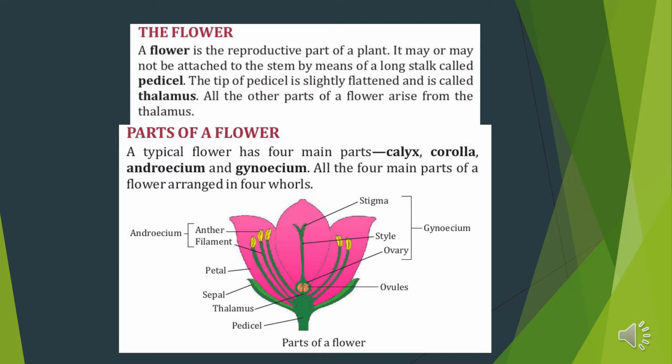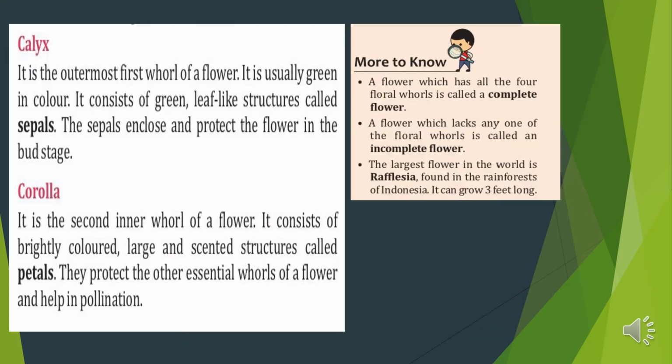Now parts of a flower. A flower has four main parts: calyx, corolla, androecium and gynoecium. All the four main parts of a flower are arranged in four whorls. Now in detail we will study about calyx, corolla, androecium and gynoecium.